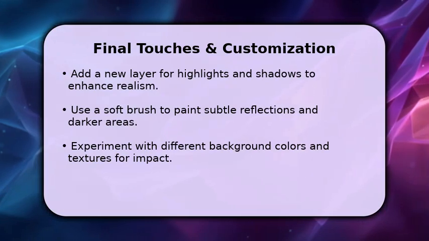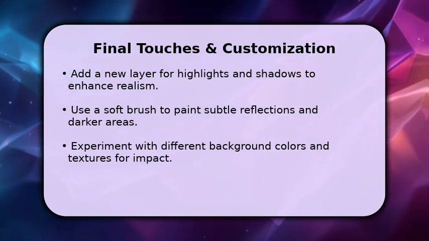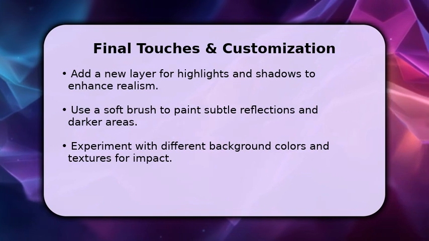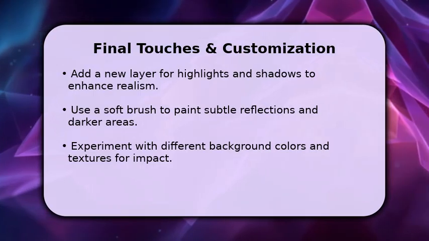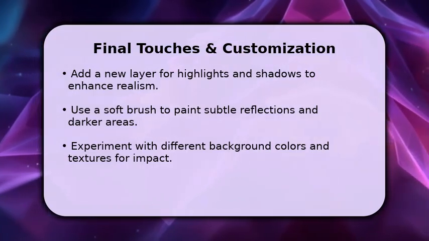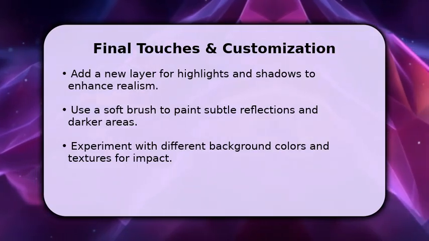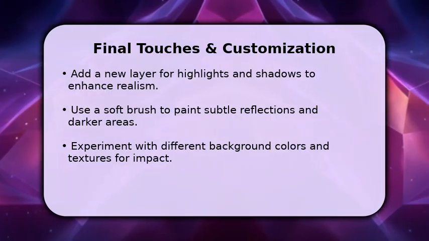For the final touches, create a new layer above your text. Use a soft, white brush at a low opacity, around 20%, to paint subtle highlights on the top and edges of your bubble letters, mimicking light reflection. Similarly, add soft shadows underneath. You can also experiment with different background colors or textures to make your bubble text truly pop and stand out.